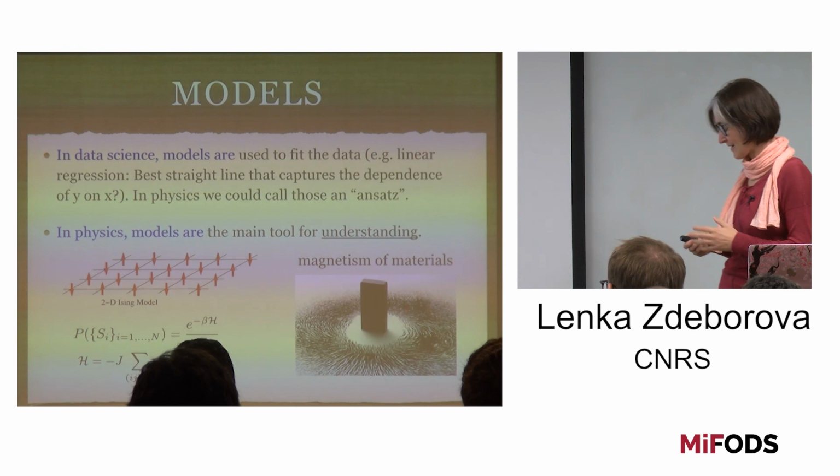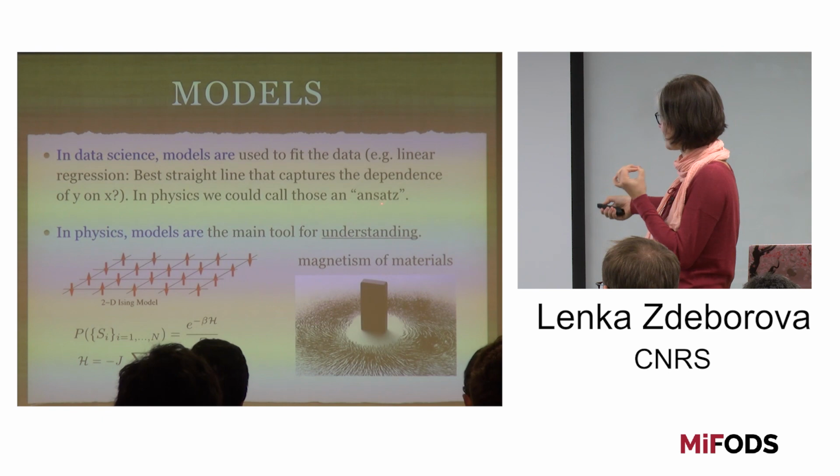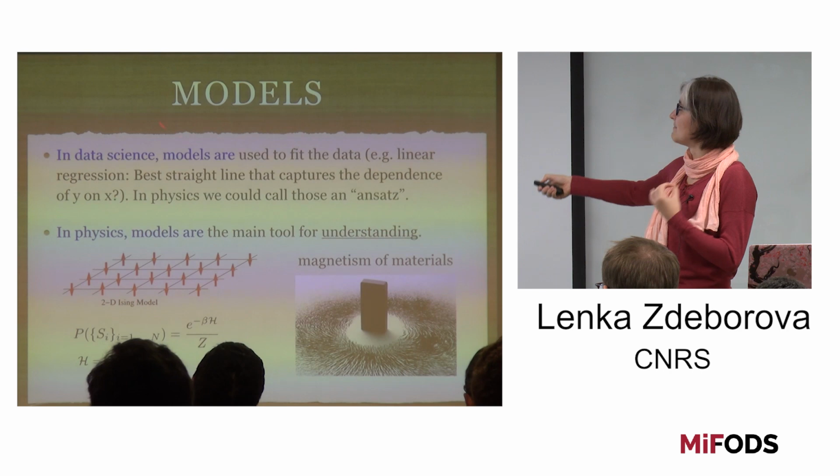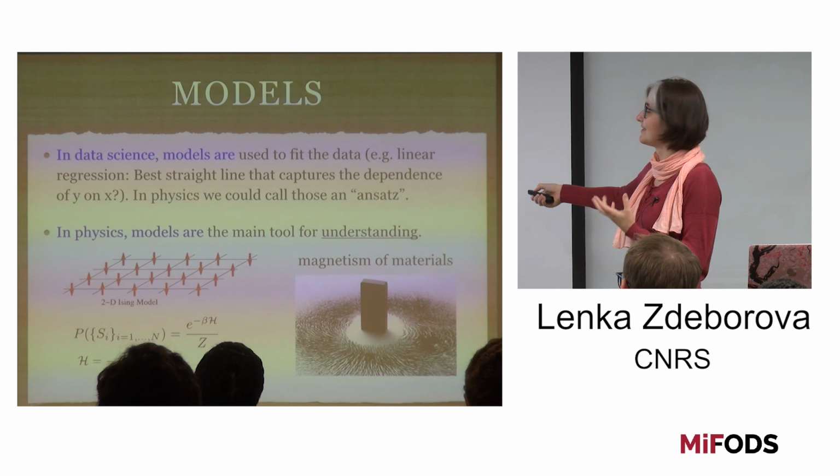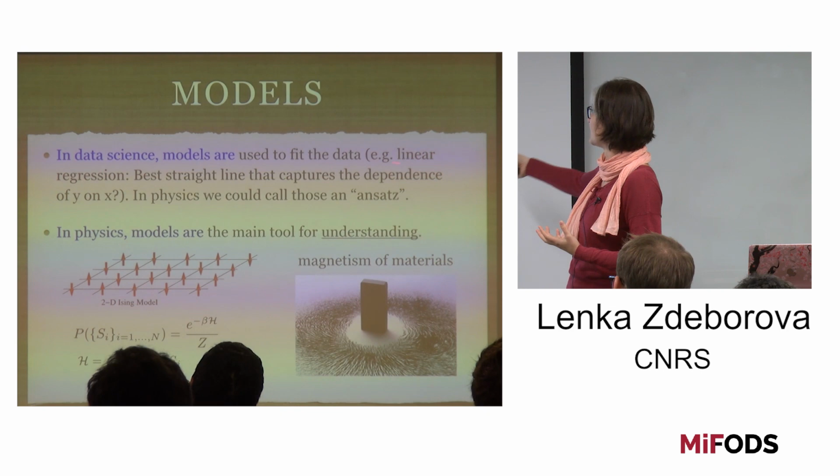This is one slide that is kind of philosophical, but I think it's still important to say. About the meaning of a model: what is a model in data science or statistics is basically, I would rather call it an ansatz. It's some ansatz for a function that we use to fit the data. So for instance, for linear regression, the best straight line that captures the dependence of y on x.